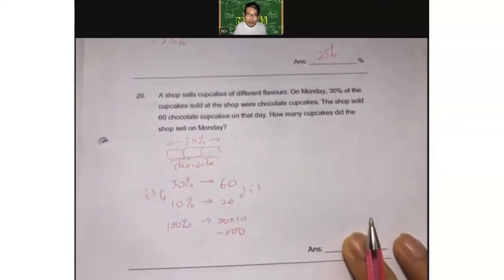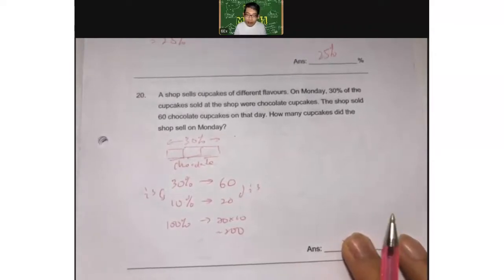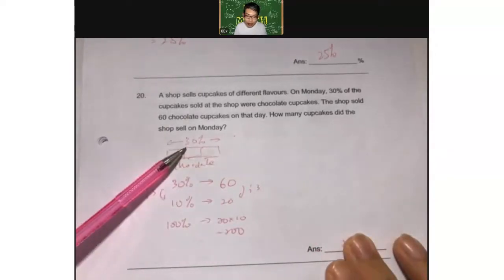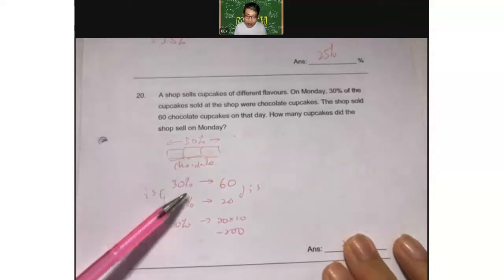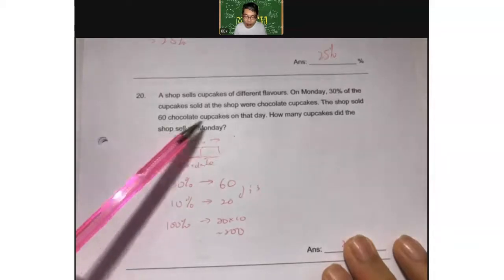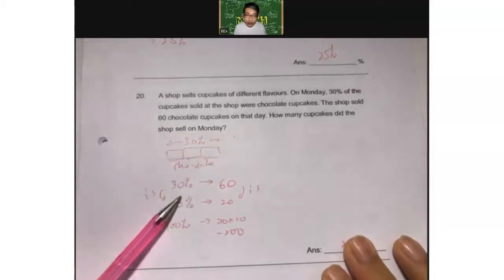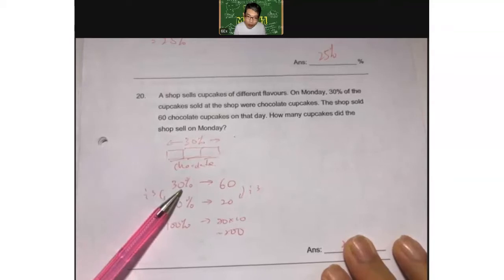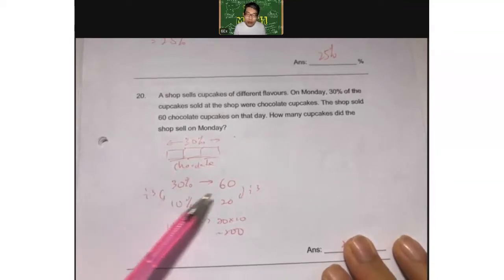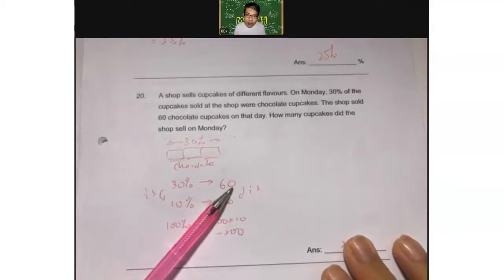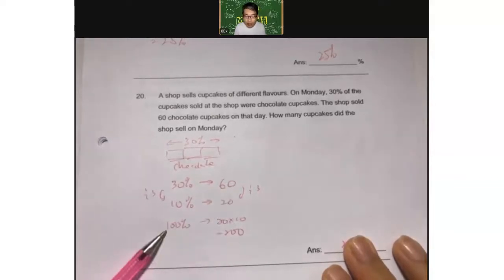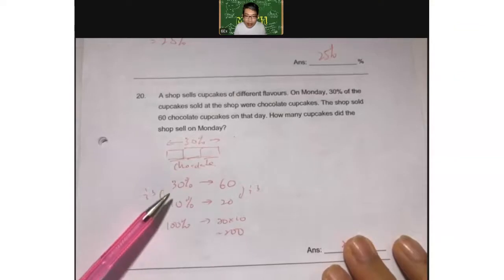Next one, question 20. A shop sells cupcakes of different flavors. On Monday, 30% of the cupcakes sold were chocolate cupcakes, and they were told that 60 chocolate cupcakes were sold that day. So in other words, 30% of those sold were chocolate cupcakes, and there were 60 chocolate cupcakes. We're asked to find out how many were sold on Monday. So in other words, we're supposed to find out what's 100%. So I need to find 30% to 100%.